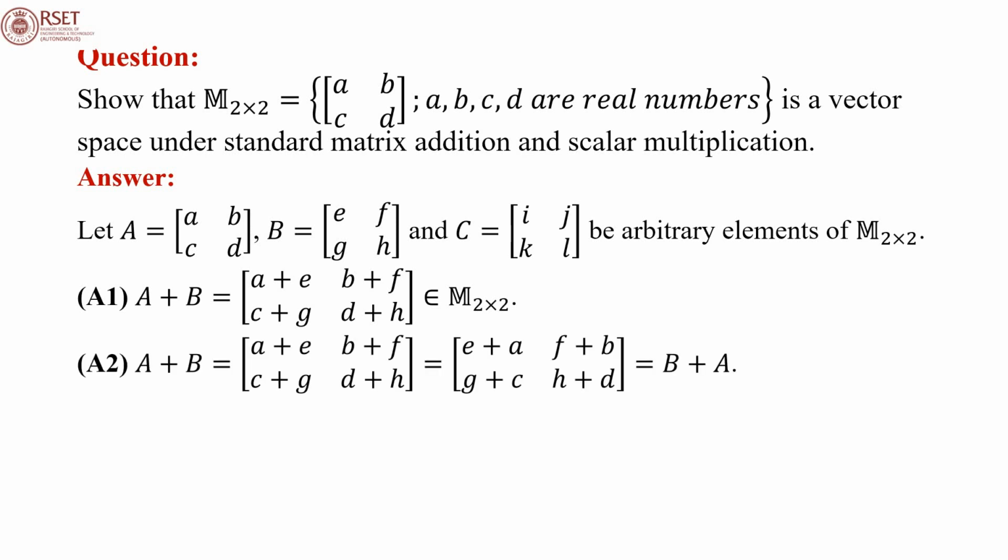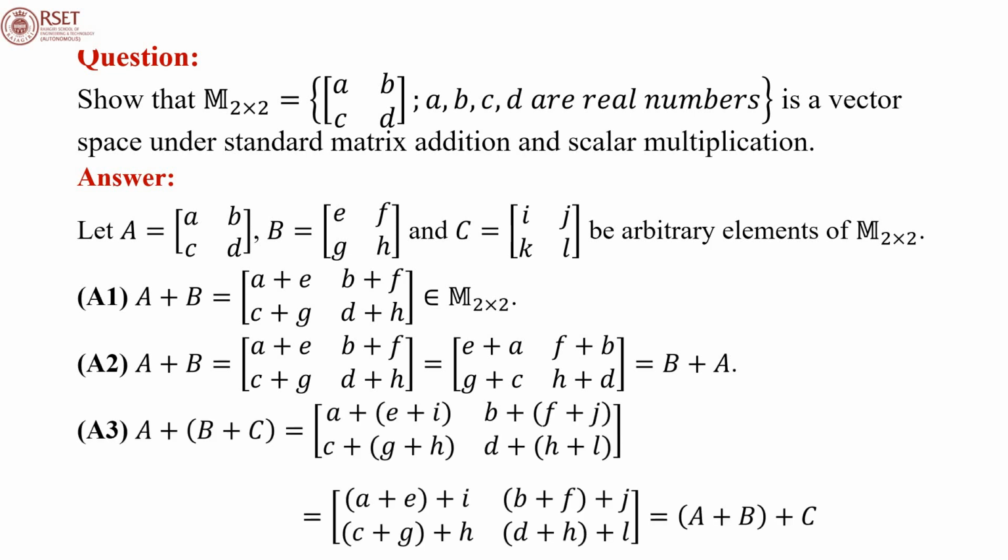And matrix addition is always commutative. So, A plus B will always be B plus A. So, the commutative property of addition is being satisfied. And matrix addition is also associative. We know all these properties. So (A plus B) plus C will be the same as A plus (B plus C).